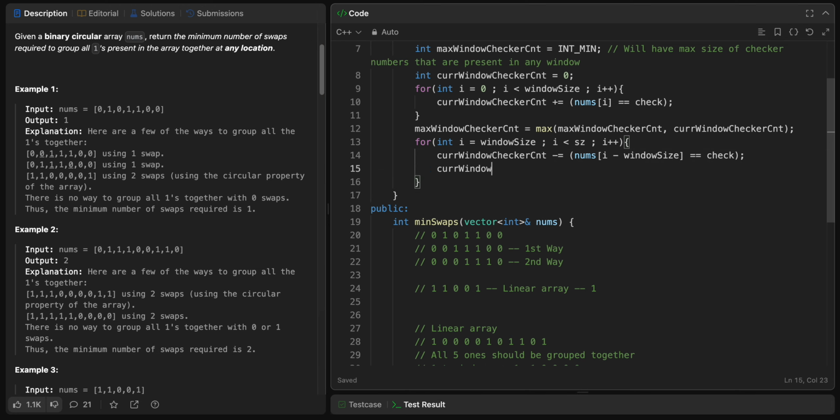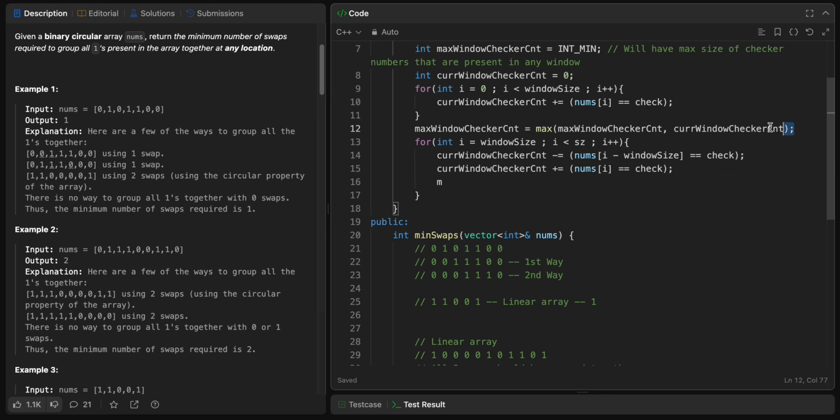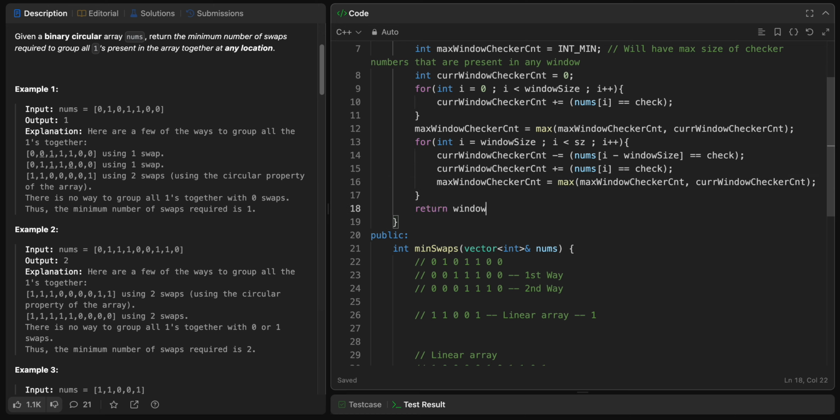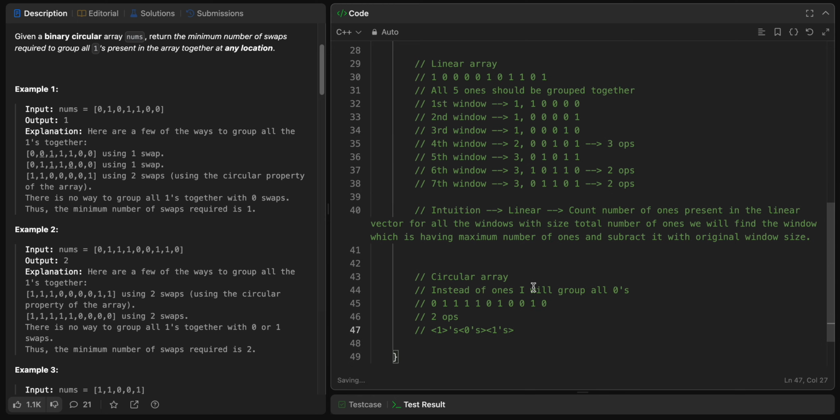And my current window checker count will be increased if my nums of i, current i, is equals to check. So this condition would be same now as well. Now I'll need to return my window size minus max window checker count. So I'm sure that you might have got the intuition.